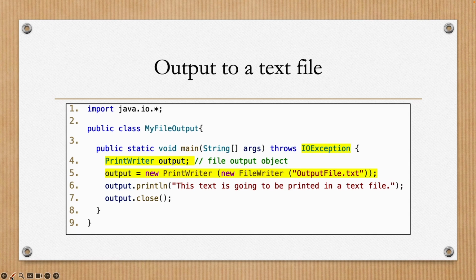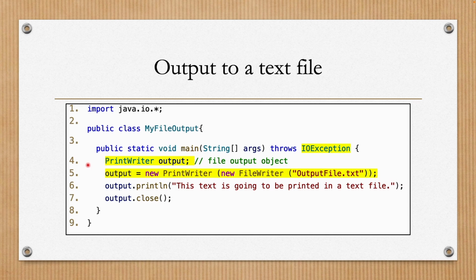Okay, so now let's take a look at how to print to a text file. The structure is pretty much similar to reading from a text file. We have two lines, but we have two different classes that we're using. PrintWriter is responsible for printing or writing to a file. FileWriter, which is inside of the PrintWriter here, is responsible for creating a text file.